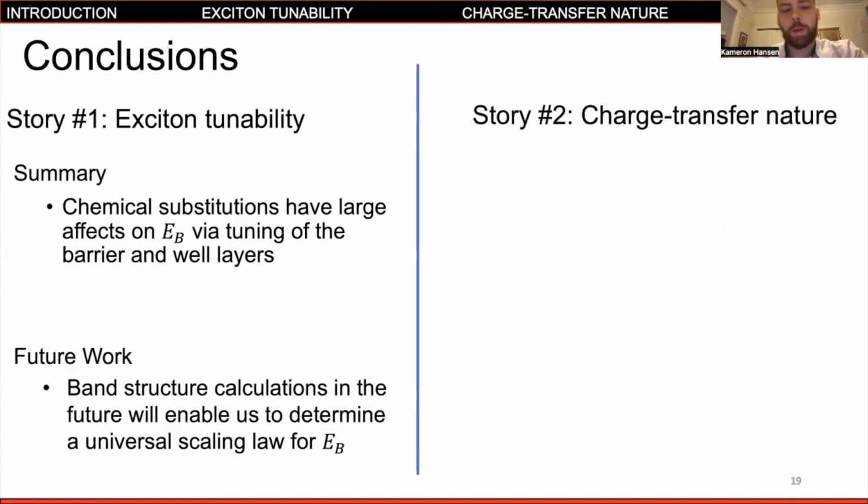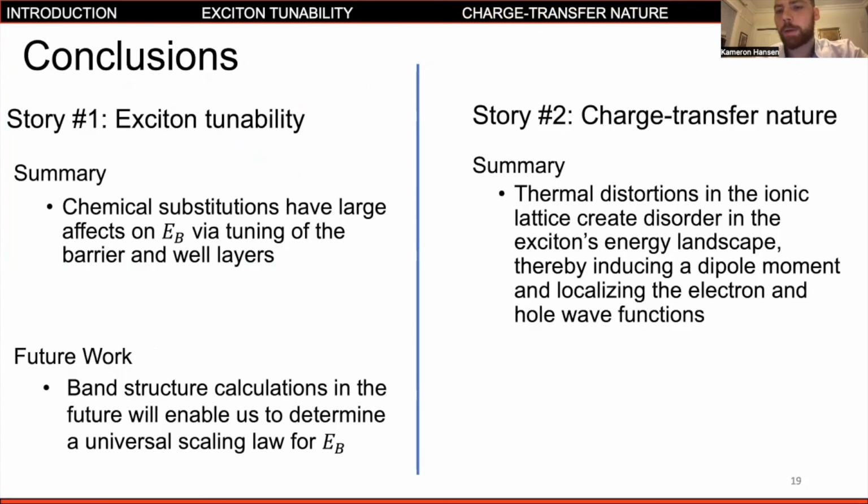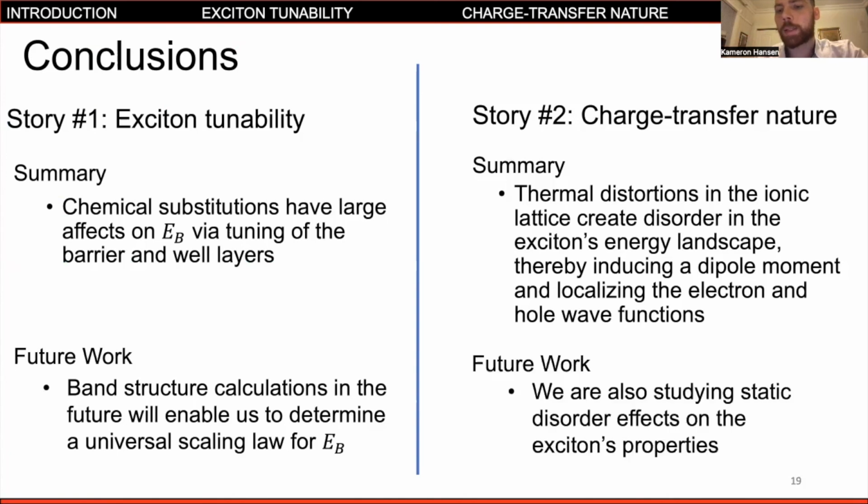And we plan to do a lot of future work to advance our models of the dielectric confinement. And then finally, this charge transfer nature. The thermal distortions in the ionic lattice create disorder in the exciton's energy landscape and thereby induce a dipole moment and localize the electron and hole wave functions, which reduces their polarizability. So we're also working on studying static disorder effects.